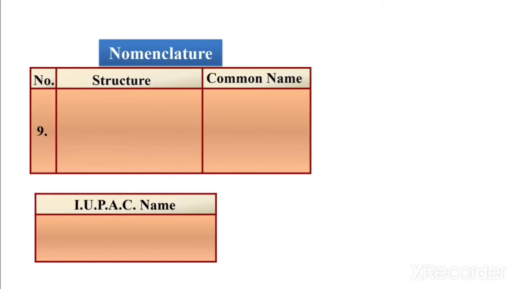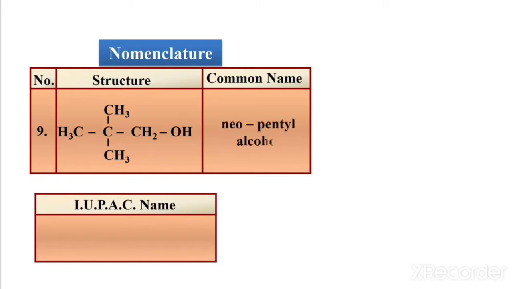Okay, we will start the remaining part of nomenclature of alcohol. This is the next example: CH3, C, CH3, CH3, CH2, OH. Here, the common name is, this arrangement is called a neo, that is, a carbon containing 3 methyl groups. It is a neo, therefore neopentyl alcohol.